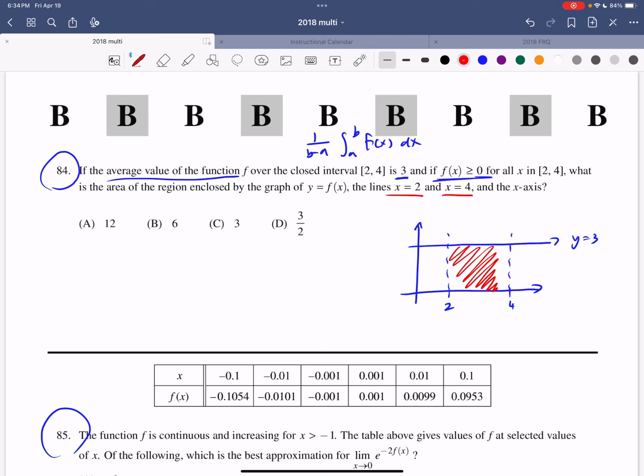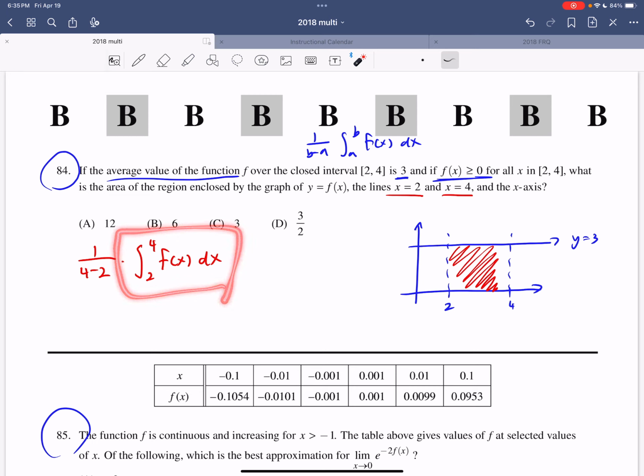So they did not give us the integral, but what I know is 1 over, it's from 2 to 4, so it's going to be 1 over 4 minus 2 times the integral from 2 to 4 of f of x dx. Now remember, you are looking for this one. So this is the area under the curve, which means this one is the area. And so what you're looking for is the area of this one.